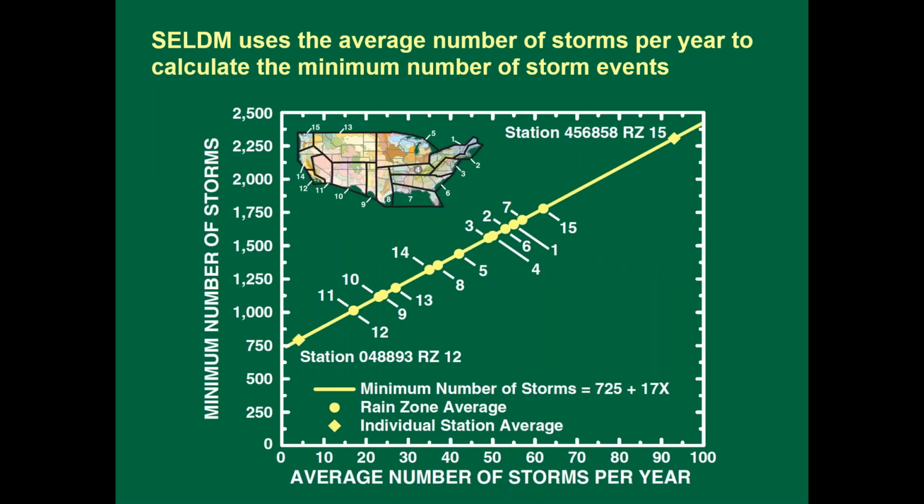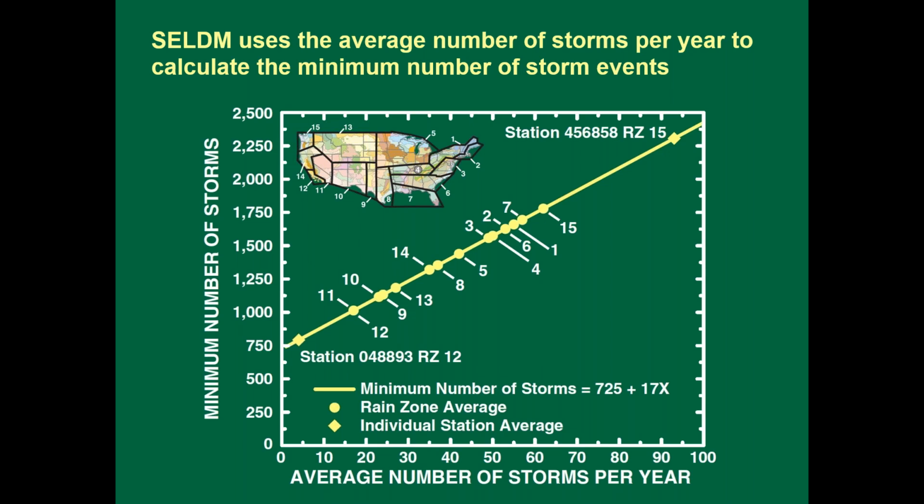All right, SELDM uses the average number of storms per year to calculate a minimum number of storm events. So that depends on where you are. When we collected the data, we tried to get stations with at least 24 years of data over a 40-year period. We didn't want to get 24 years of data and then try and simulate 10,000 years of storm runoff from a highway. So we were shooting to get about 30 years of record.